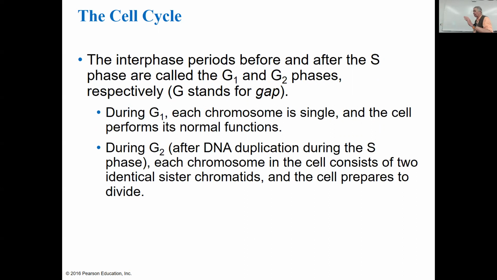So interphase periods before and after the S are called, as you mentioned, G sub 1 and G sub 2. G could stand for gap, or it could also stand for growth, I think. During G sub 1, each chromosome is single, and the cell performs normal functions. During G sub 2, each chromosome in the cell consists of 2 identical sister chromatids, and the cell prepares to divide.